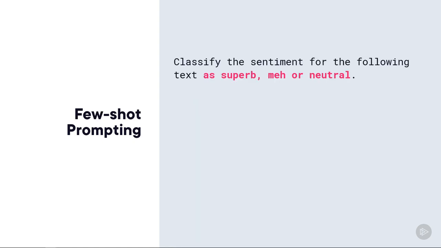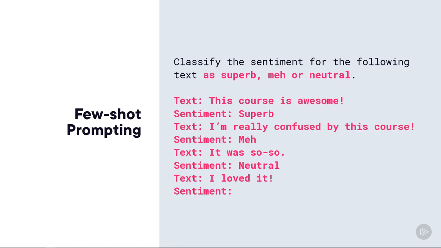If that isn't giving you what you need, then move on to few shot prompting with a few examples of what you want the model to do. Here we want different classifications for sentiment: superb, meh, or neutral, and then we need to give it some examples of statements that would fall into those different categories.